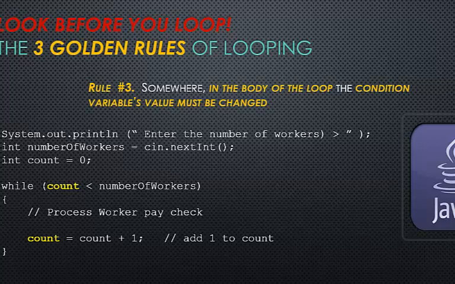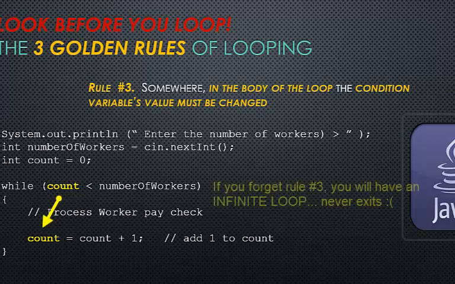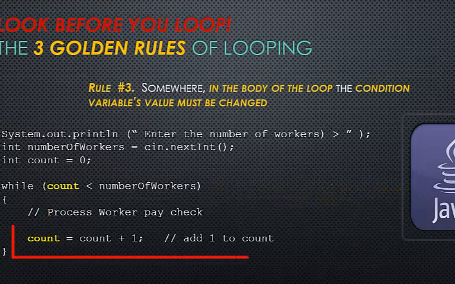We see again the code we had from the last slide. We've asked for the number of workers, we've set our initial count to 0, and now we start to process the loop. If we don't change the value of count, we could get into this loop but never get out. So we notice after we process a worker's paycheck, we increment that count because we've completed processing one of the worker's paychecks. So we add 1 to the count. The next time we check the while, count will have been increased by 1.